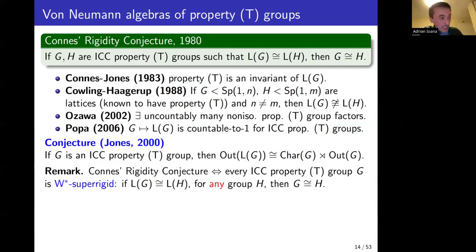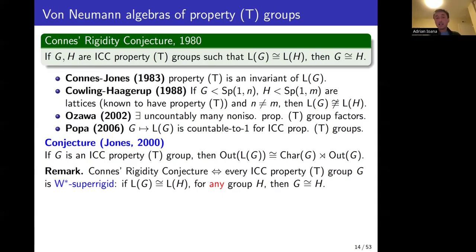Another remark I want to make here is that Connes' rigidity conjecture is equivalent to a formally stronger statement saying that every ICC property T group G is W* superrigid. So a group is W* superrigid if whenever L of G is isomorphic to L of H for any group H, then that group H must be isomorphic to G. So superrigidity here is a very strong property. It says that G is the only group that gives you the von Neumann algebra L of G. So in a very strong sense, you can recover G from the isomorphism class of L of G.